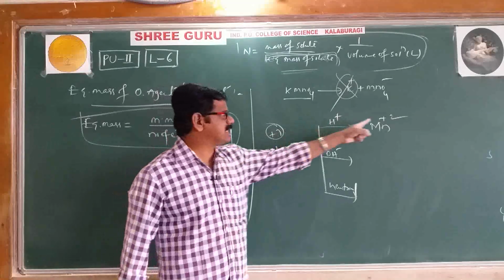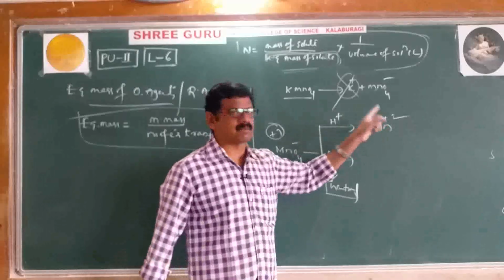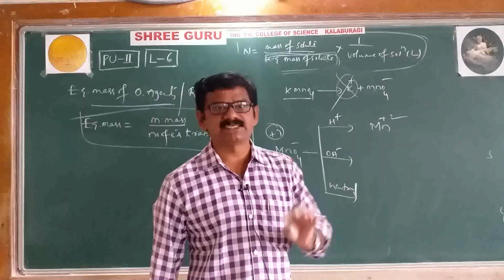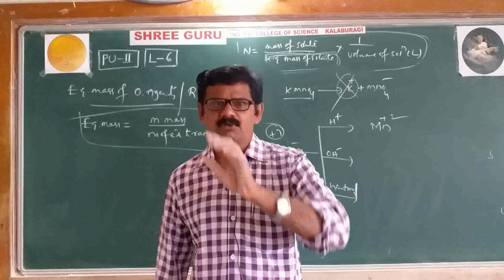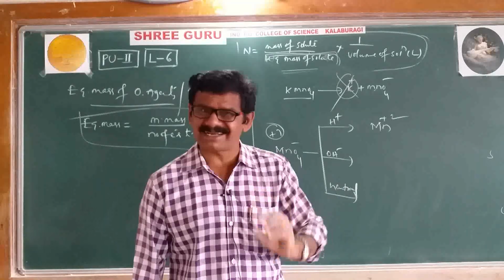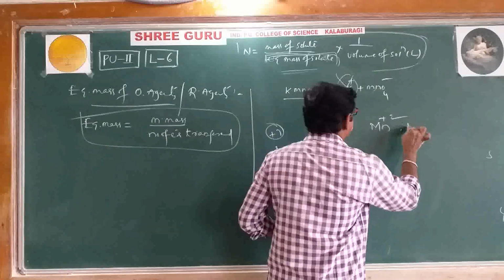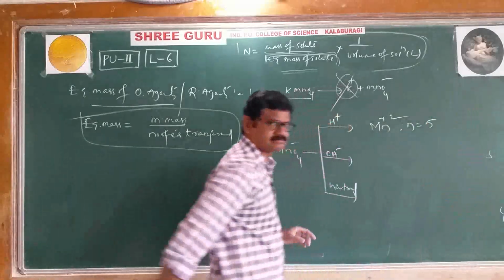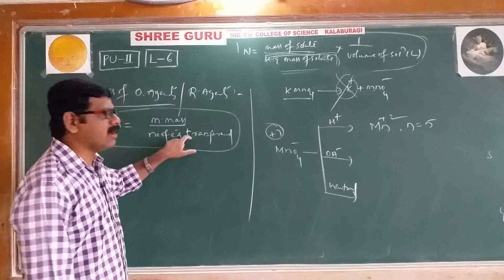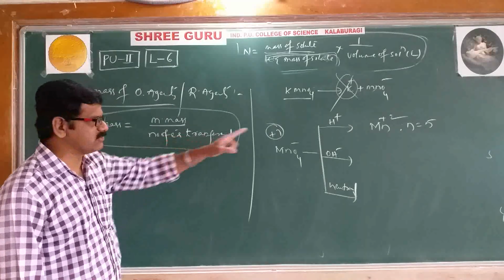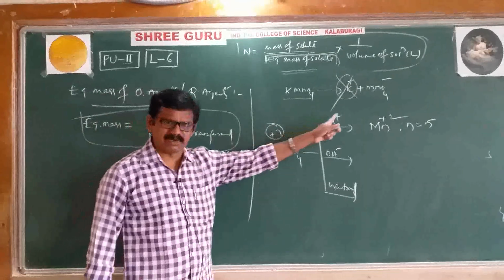Plus 7 converted to plus 2, what is the difference? The difference is 5. Plus 7 converted to plus 2 means the difference is 5, so 5 electrons are involved. That's why here we write n factor is 5. The n factor, nothing but the denominator, you will get 5 in case of acidic medium.